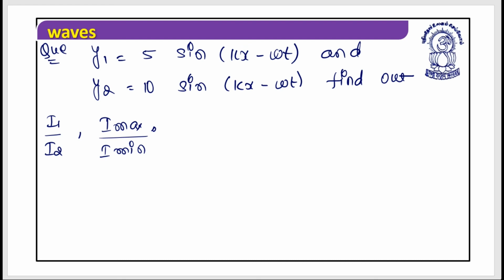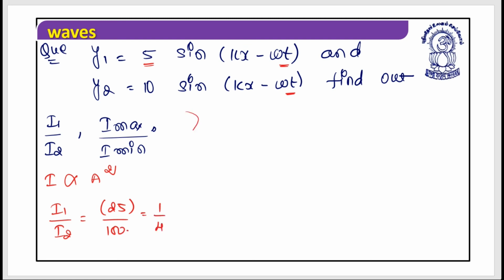I understand that I is directly proportional to A square. The phase difference between these two is 0, and I is directly proportional to A square. So I1 is to I2: their amplitudes, this is 5 square, which is 25, and this is 10 square, which is 100. So this is equal to 1 is to 4. So this is the I1 is to I2. I hope this is clear.